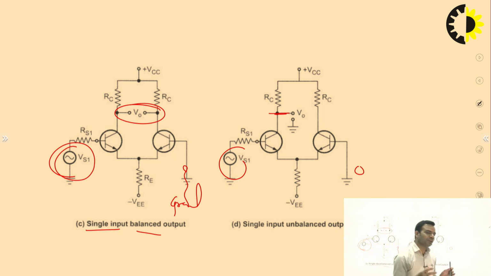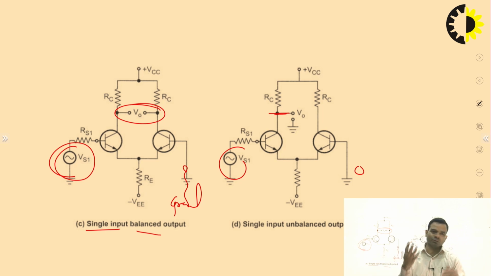How these differential amplifiers are categorized depends on the combination of inputs and outputs. If you are giving two inputs, it is called dual input. If you are taking output as a difference of two individual outputs, it is called balanced output. If you are giving input at transistor Q1 or Q2, then it is named single input. If you are providing input at both the transistors, it is named dual input.